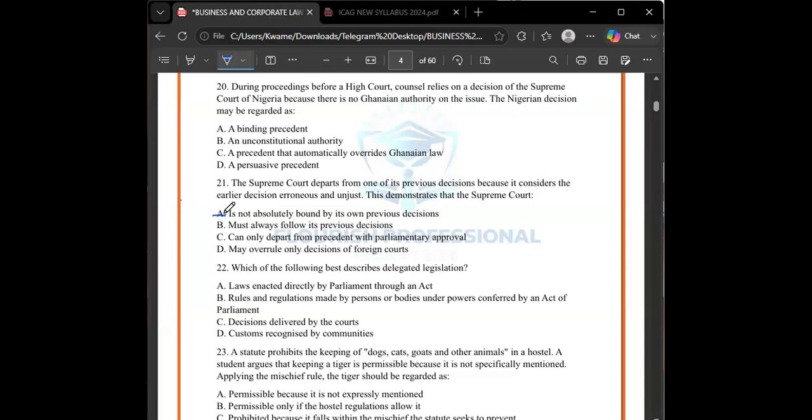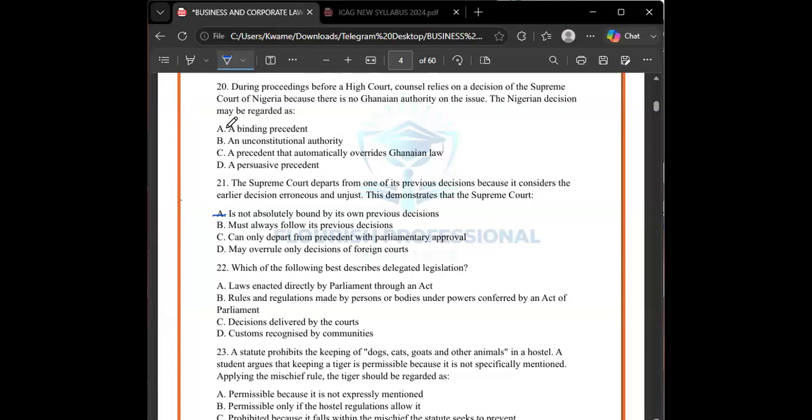Okay, question 20. During proceedings before a high court, counsel relies on a decision of the Supreme Court of Nigeria because there's no Ghanaian authority on the issue. The Nigerian decision may be regarded as: A. a binding precedent, B. an unconstitutional authority, C. a precedent that automatically overrides Ghanaian law, and D. a persuasive precedent.